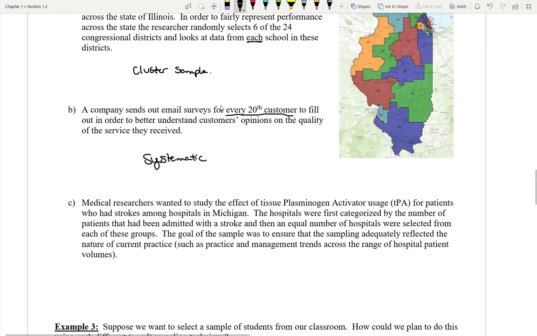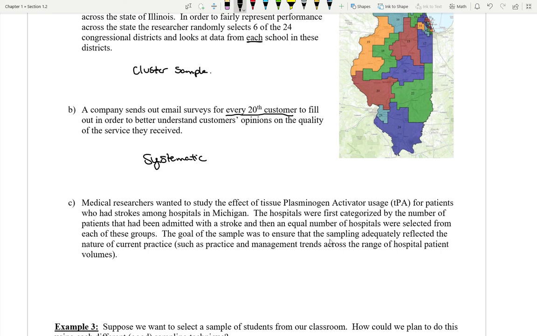And the last one, medical researchers want to study the effect of some TPA usage for patients who had strokes among hospitals in Michigan. Okay, the hospitals were first categorized by the number of patients that had been admitted with a stroke, and then an equal number of hospitals were selected from each of these groups. Okay, so I've got a lot of hospitals. I first separate them out by number of patients that had strokes. So maybe there's a low category, not a lot of strokes, a middle category, maybe a high category, maybe a very high category. And then I select an equal number of hospitals from each one of those groups.